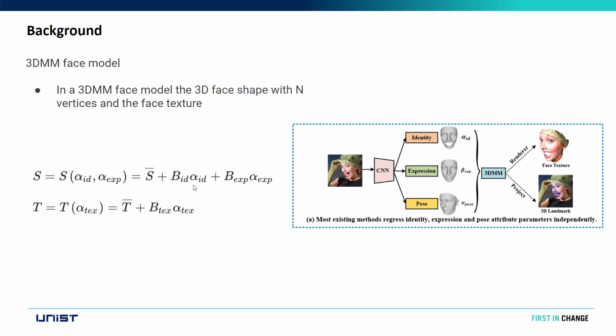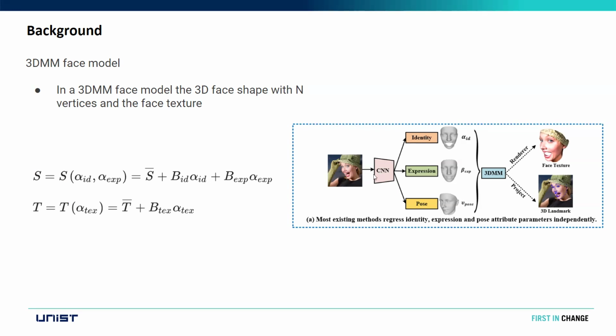The alpha, like this identity and expression, is regressed from the given image and given to the 3D model to reconstruct the face. As you can see here on the right, given an image, we use some kind of CNN model to regress identity, expression, and pose. This identity and expressions will be used to reconstruct the shape. The CNN also outputs textures, which means the basic skin tone and intrinsic attributes of the face, in order to reconstruct any kind of human face.